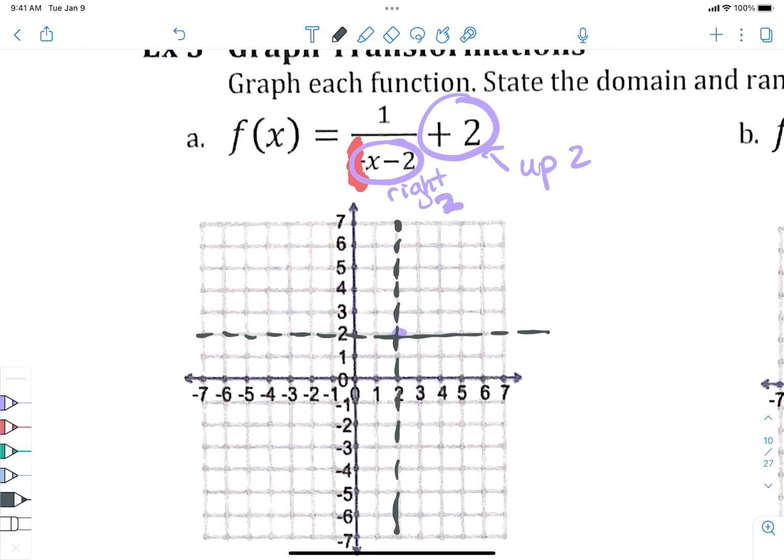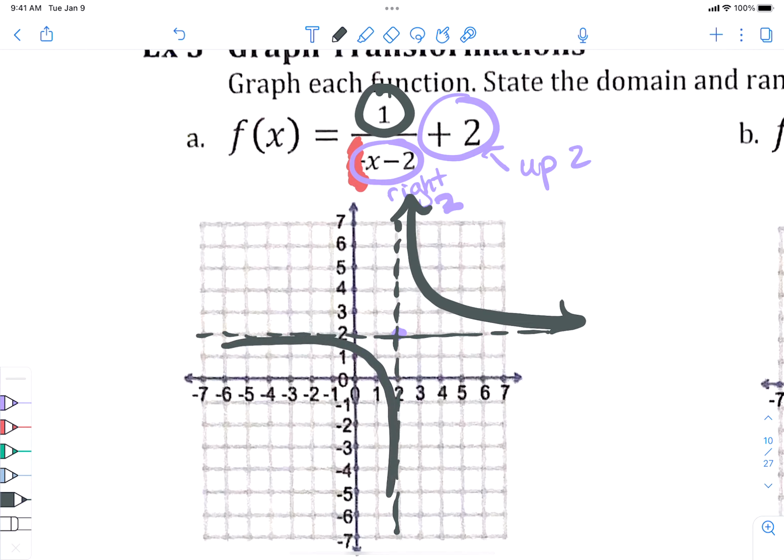Okay? All right. Do I need to stretch him out? No, because it's just a 1. Do I need to reflect him? No. So he literally just looks like this. That one and that one. Do your best. Mine is really ugly.